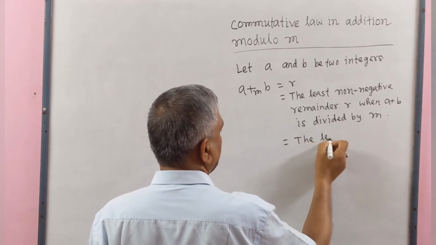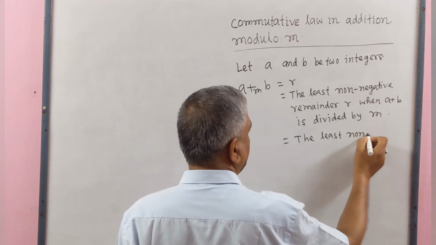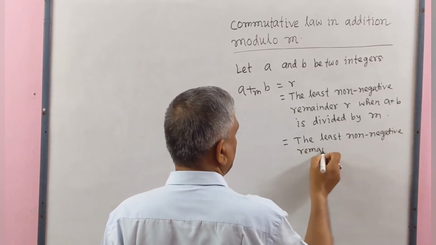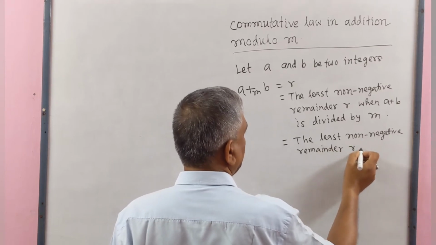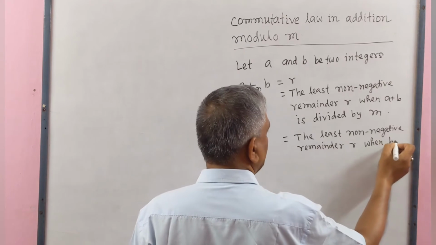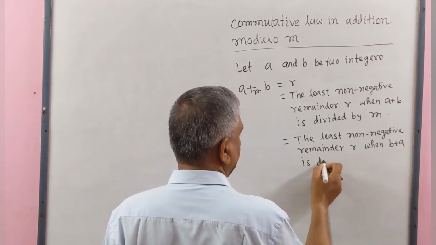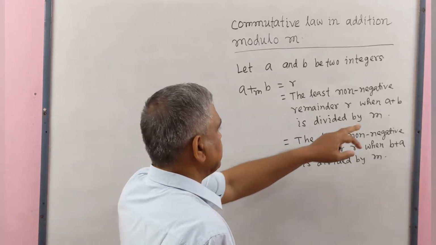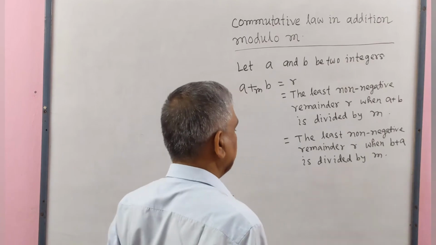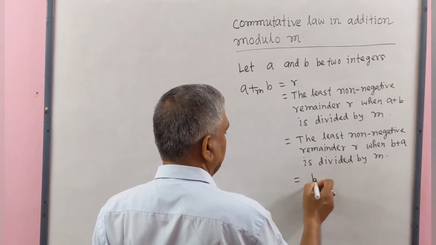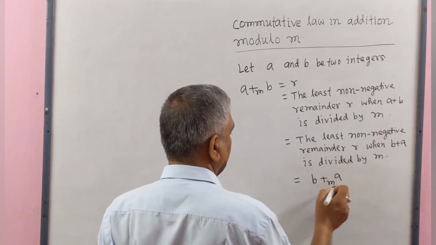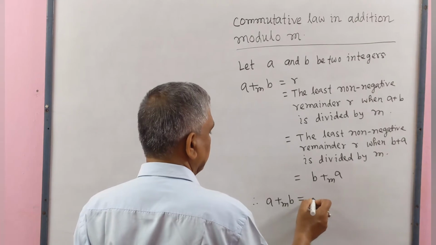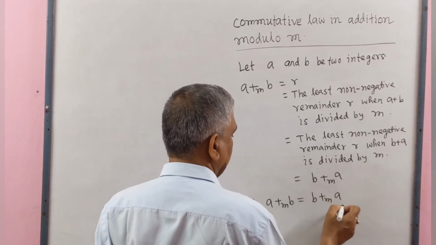This is equal to the least non-negative remainder R when B plus A is divided by M. Since for integers A plus B equal to B plus A, and this will be equal to B addition modulo M A. Therefore, A addition modulo M B equal to B addition modulo M A.